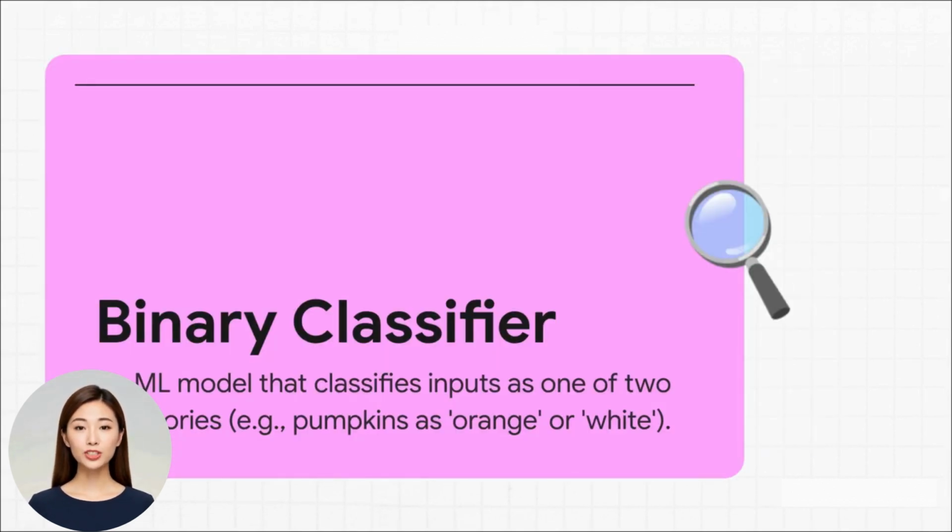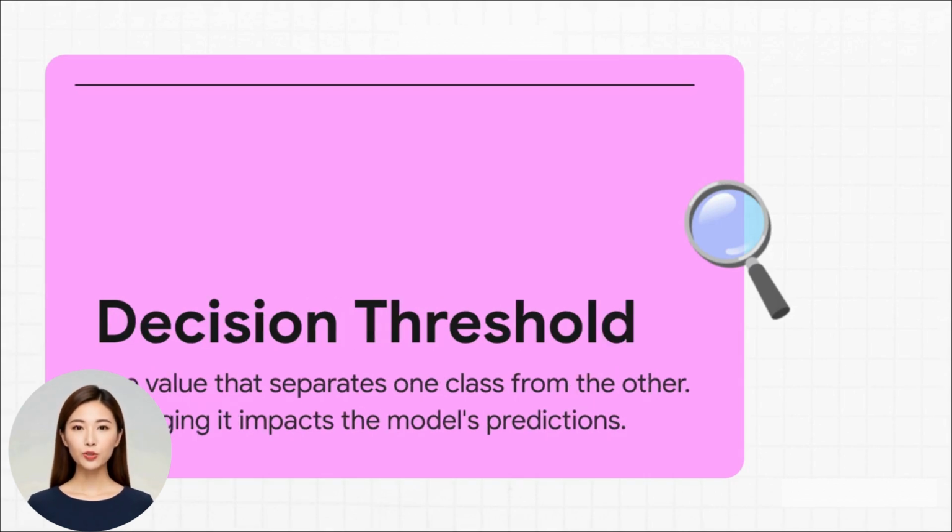The ROC curve is specifically for a binary classifier. That's just a fancy way of saying it's a model that makes an either-or decision. Like in our source material, the model was trying to predict if a pumpkin was orange or white. That's it. Two options. Second, we've got the decision threshold.